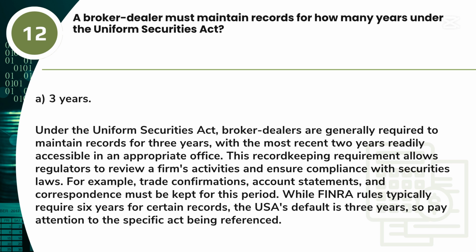Answer: A. 3 years. Under the Uniform Securities Act, broker-dealers are generally required to maintain records for 3 years, with the most recent 2 years readily accessible in an appropriate office. This record-keeping requirement allows regulators to review a firm's activities and ensure compliance with securities laws. For example, trade confirmations, account statements, and correspondence must be kept for this period. While FINRA rules typically require 6 years for certain records, the USA's default is 3 years, so pay attention to the specific act being referenced.